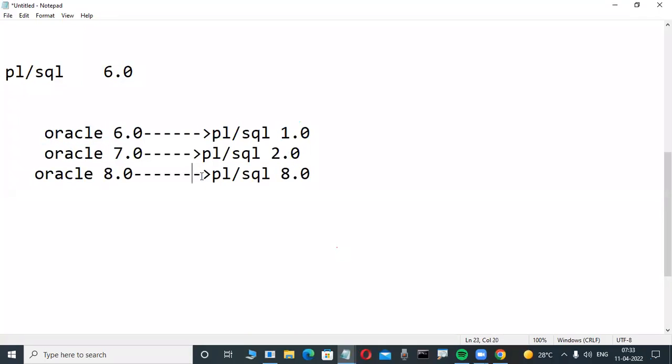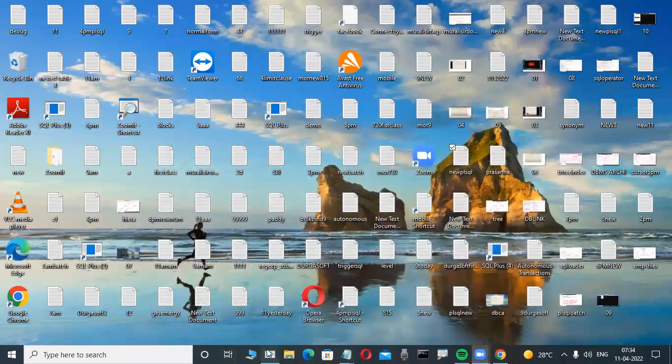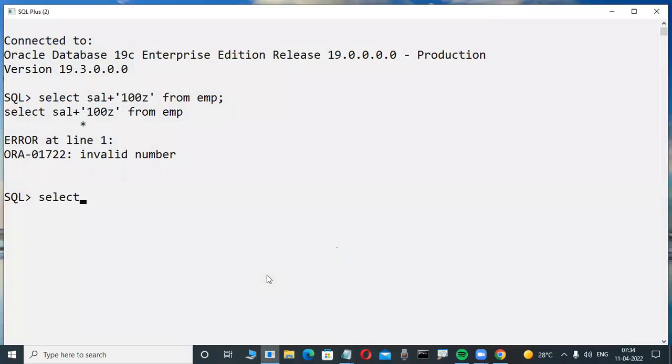Nowadays, whatever the Oracle version is, the PL/SQL version is the same. Oracle 9 has PL/SQL 9, Oracle 10g has PL/SQL 10g, and Oracle 19c has PL/SQL engine 19c available. So nowadays programmers have no confusion about SQL, PL/SQL or anything. Once we start, you will understand.